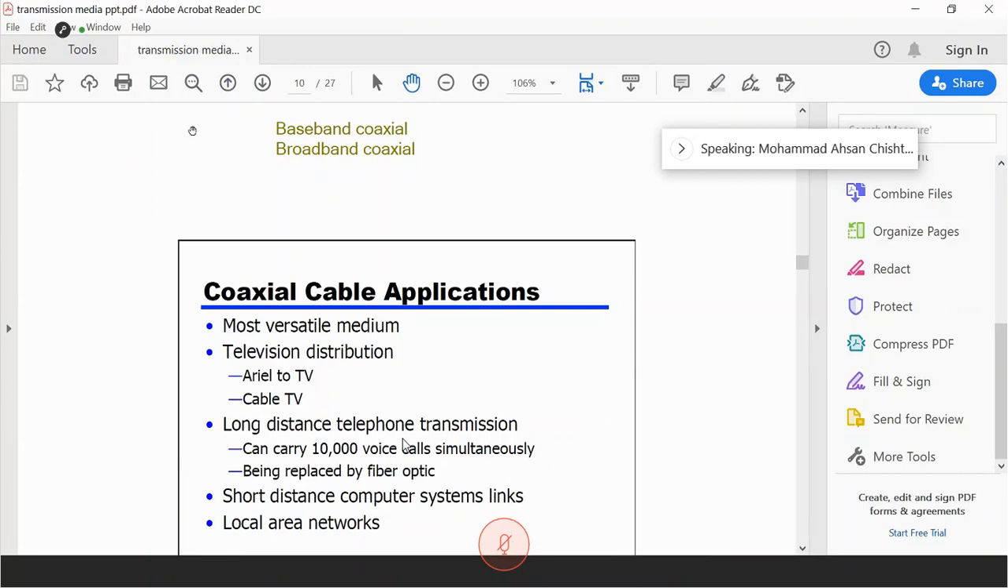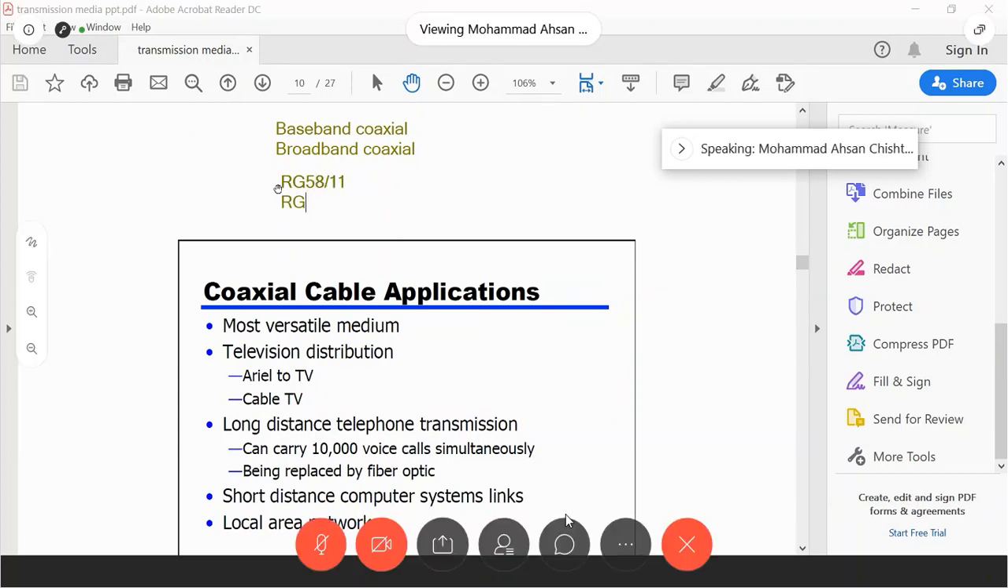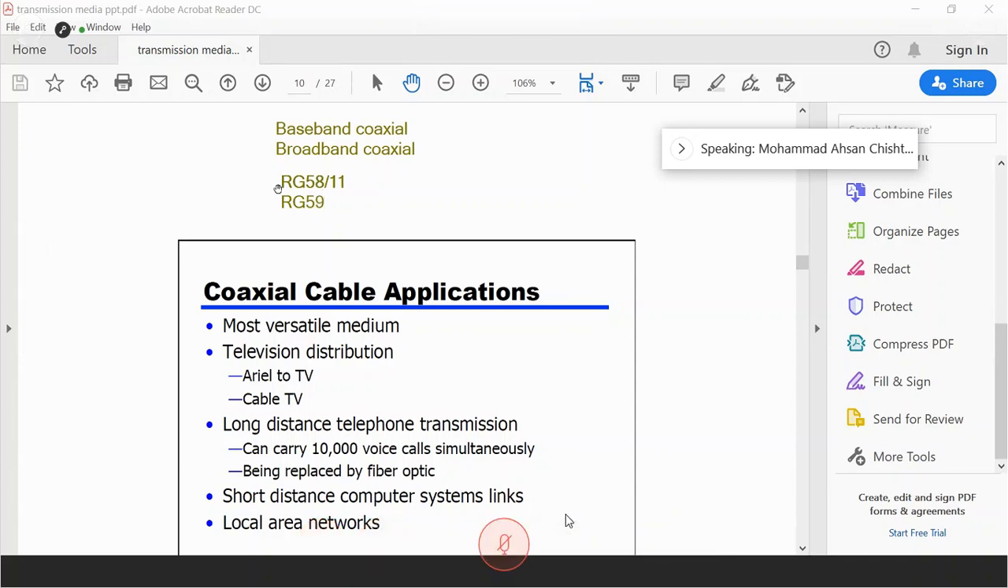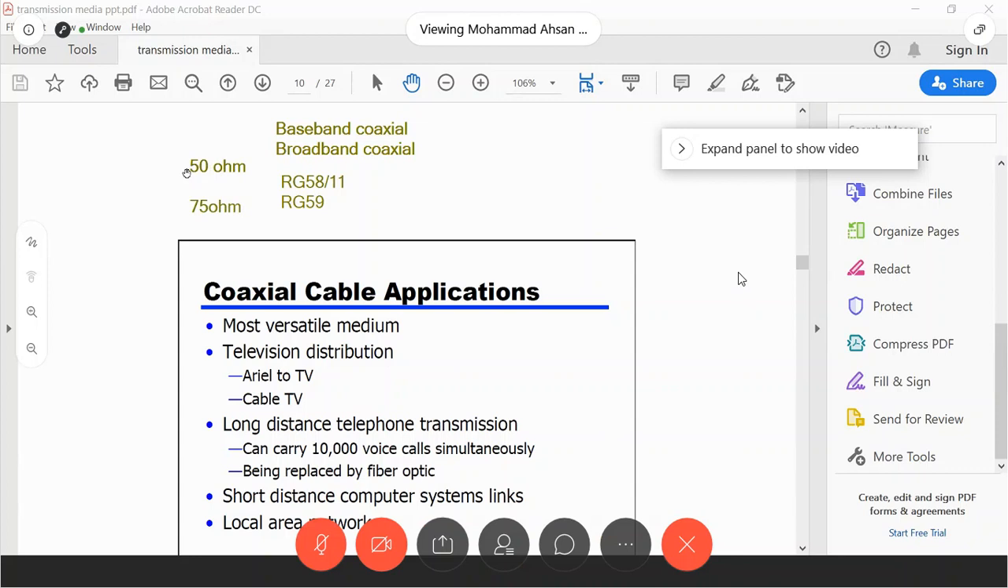Now, coaxial cable was for longer distances with higher speeds. The two types that we had for baseband coaxial cable are RG58 and RG59. The two types differ in whether they are used for digital or analog communication. RG58 is 50 ohm, used for digital communication, and the second one is 75 ohm, which is used for analog communication.